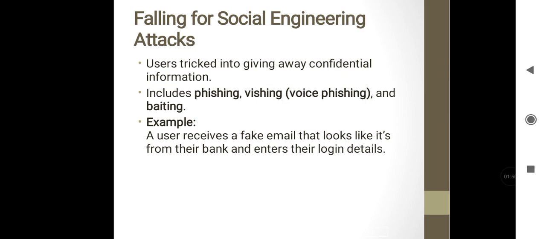Okay, so next is falling for social engineering attacks. Social engineering means manipulating or tricking people into giving confidential information or performing an unsafe action. The attacker may not directly attack the computer. Instead, they attack the human mind. Common examples include phishing, vishing, and baiting. Phishing means fake emails or messages. Vishing means voice phishing through phone calls. Baiting means offering something attractive to trick the user.